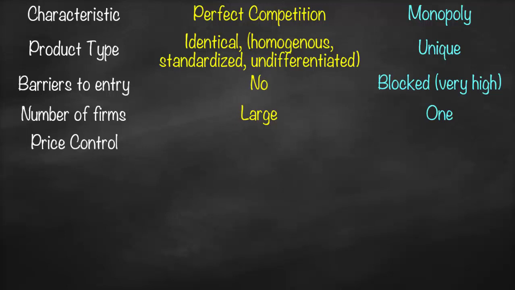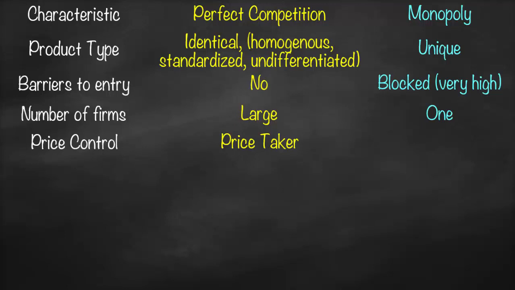Consequently, what will be the control over price? For perfect competition, not a single firm can influence the price. Therefore, all firms are considered price takers. What do I mean by price taker? It means that the market will determine the price based on the laws of demand and supply, and each firm has to sell at this price. Therefore, they are price takers.